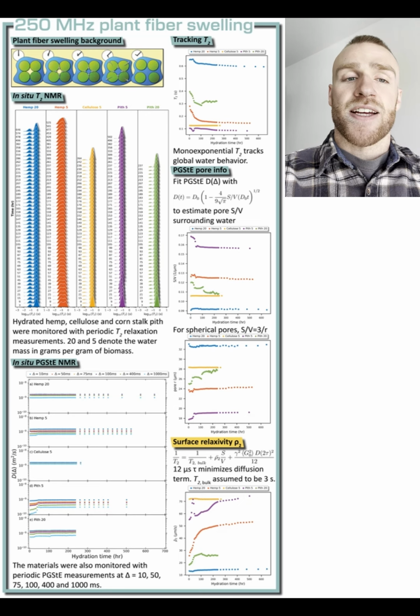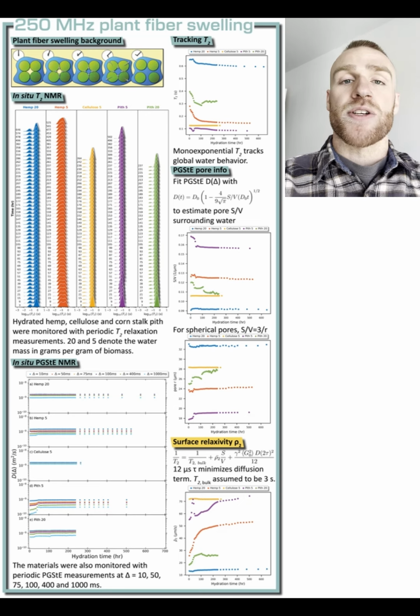Finally, by combining these data, we were able to estimate the surface relaxivity throughout swelling, which could be useful for relating measurements on these systems to pore size distributions.